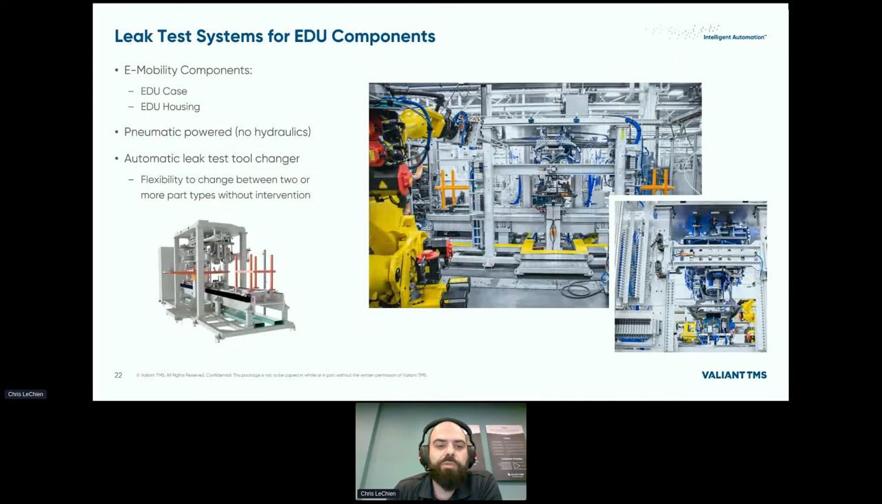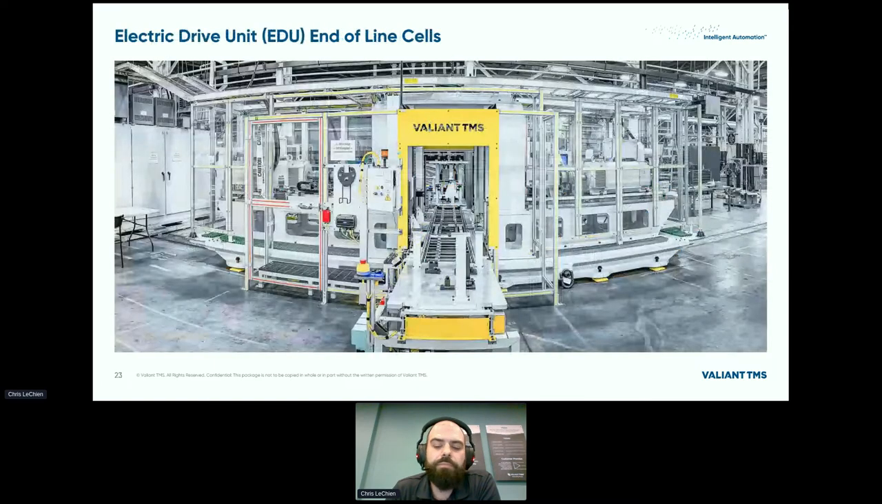There are also leak test systems for EDU components, following along from some of the traditional transmission leak testers. Valiant TMS has developed pneumatically powered leak test systems without hydraulics and with full automatic leak test tool changing. That gives the ability to run multiple completely different part types within one leak test system, again adding scalability. The investment in technology for one part that doesn't have a particularly high volume can be offset by being able to run multiple parts within the same leak test machine.